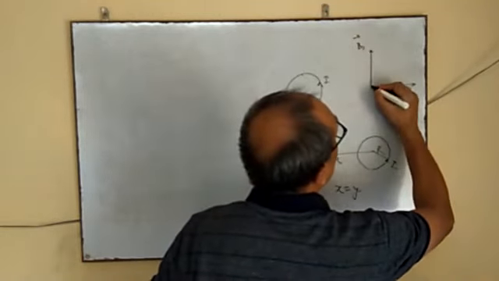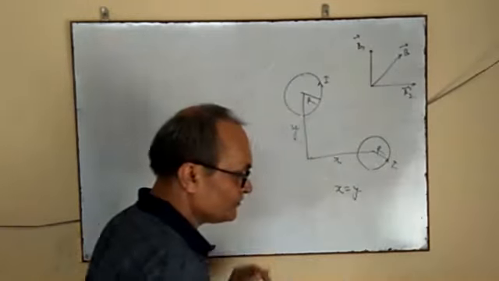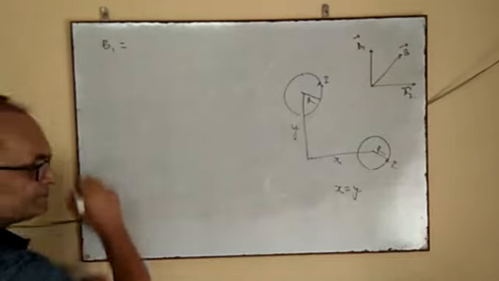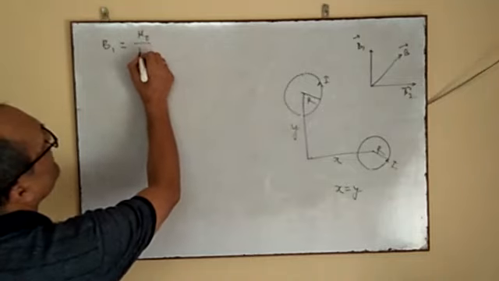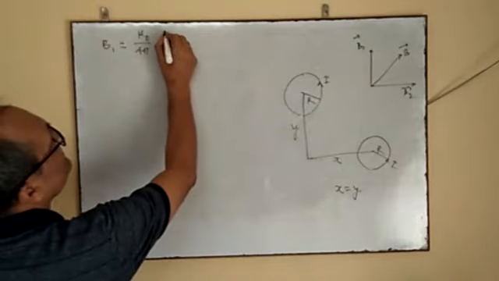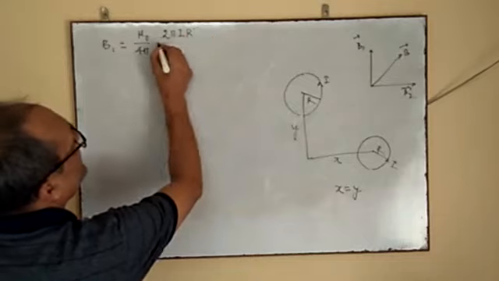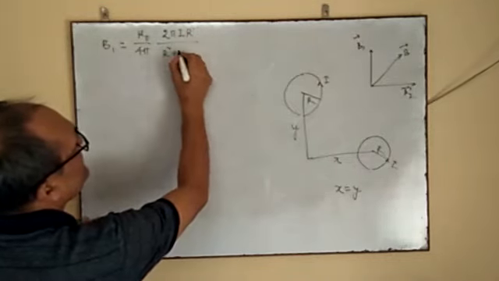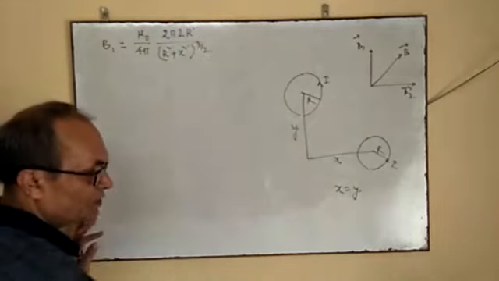So its magnitude will be in this direction, B. From here, B equals to what? B equals to mu naught by 4 pi, 2 pi I r square by r square plus x square, this to the power 3 by 2.